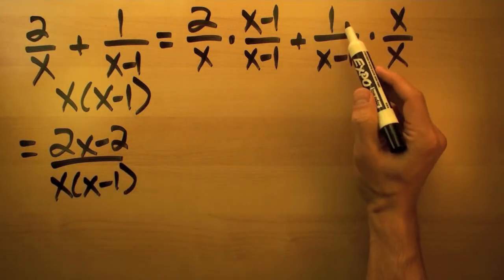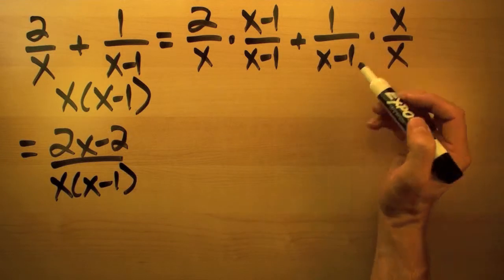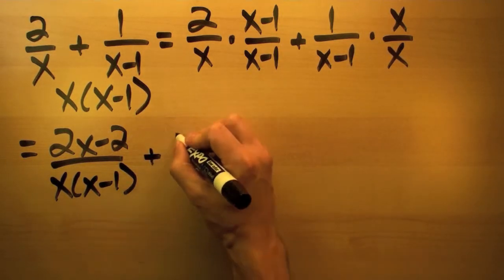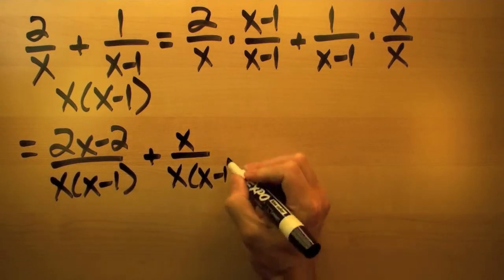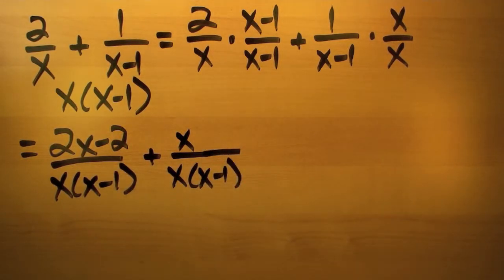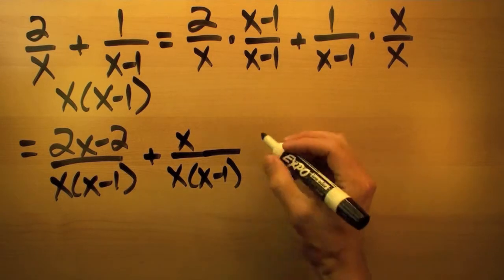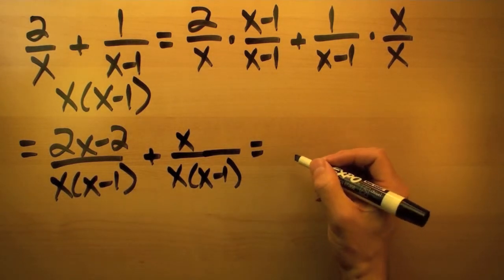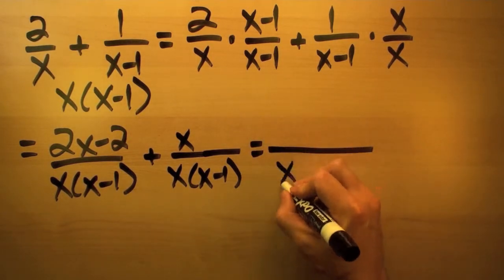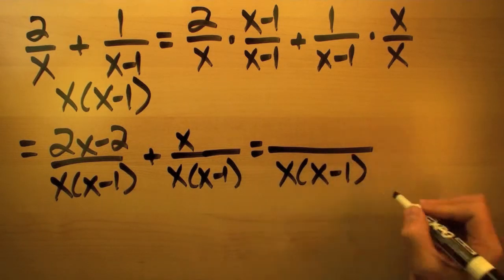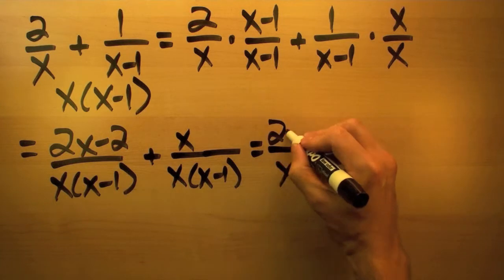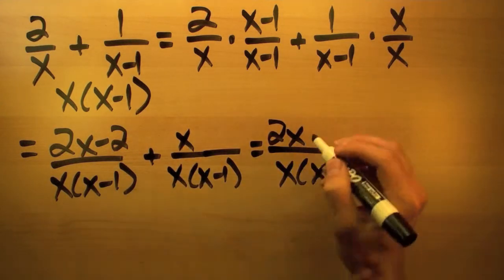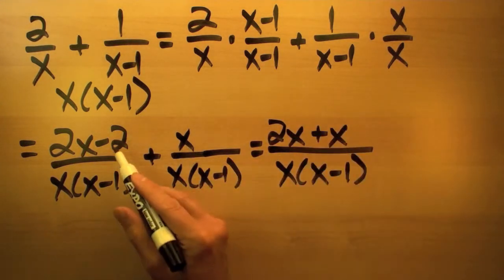Over here, when we multiply our numerators, we get 1 times x, which is x. And again, on the bottom, we'll leave it as x times x minus 1. Now, when we combine these into one fraction, we get one fraction with the same denominator, x times x minus 1. And on top, we're going to get 2x plus x minus 2.